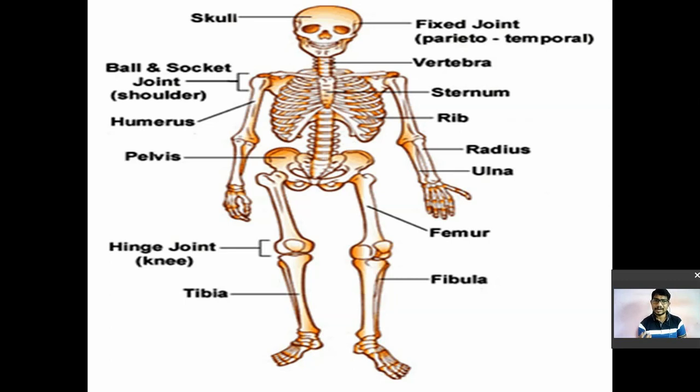Then there are certain long bones, like for example the femur. This femur also has a bone marrow, and that bone marrow is nothing but the spongy tissue inside the matrix of the bone. So that is responsible for the production of your RBCs.